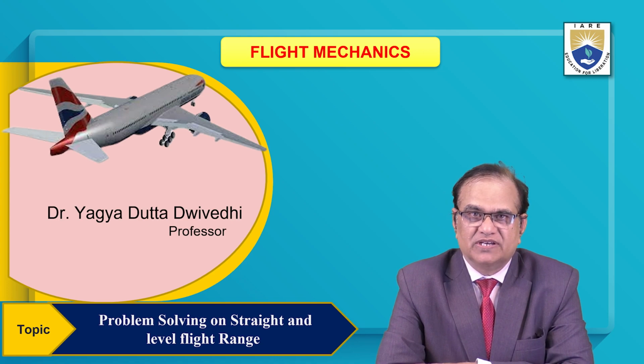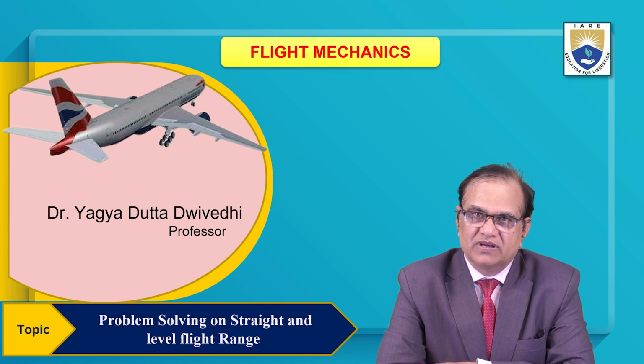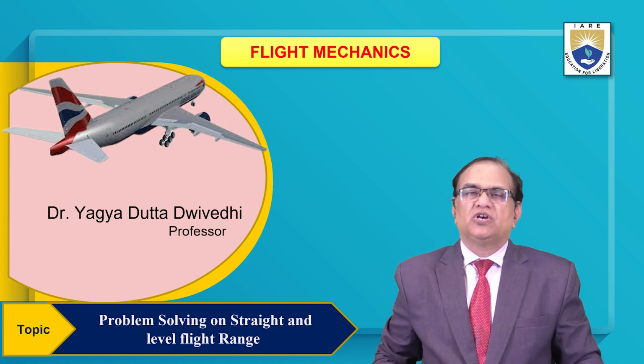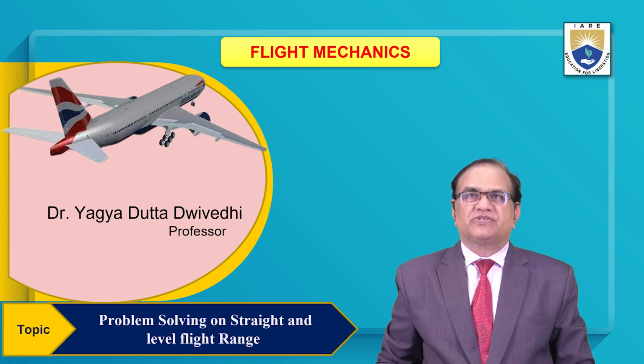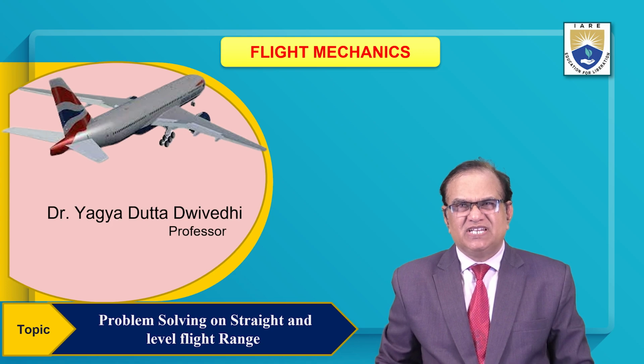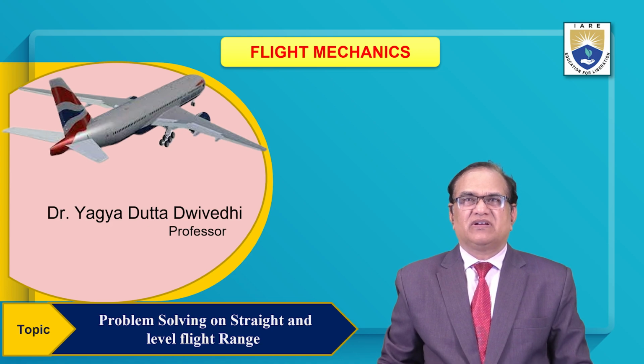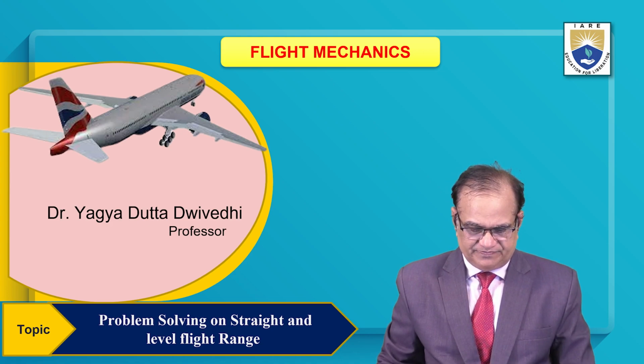I have completed all the theoretical topics. Now I am in the problem solving exercises for flight mechanics. A number of problems we have already solved, and we will be solving some more problems for the next 7 to 8 lectures. So be tuned for these numerical problems. It will be very useful. Today I am talking about problems on straight and level flight, especially the range, how much range the aircraft covers during straight and level flight.